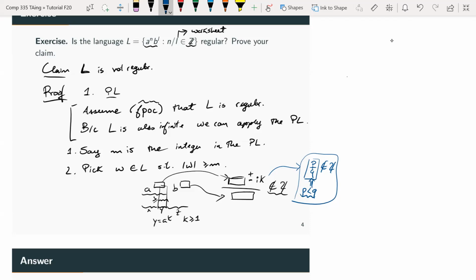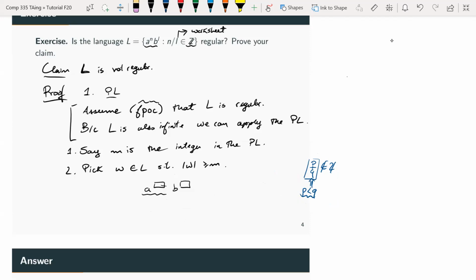So how can I do this? Well, let me clean this up a bit. I'm just going to keep this, because I want to show this. Remember, initially what I want is for this divided by this to be in Z. I want my string w to be in L. And for that to occur, I need the first exponent to be divisible by the second exponent.